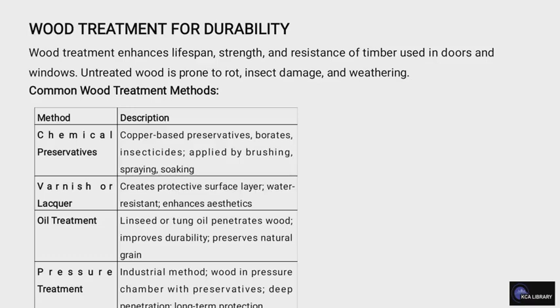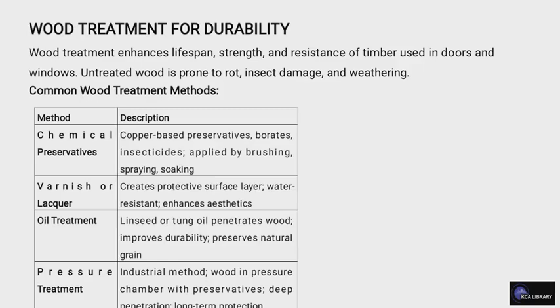Wood treatment. When we talk about wood treatment, it enhances the lifespan, strength, and resistance of timber used in doors and windows. Untreated wood is prone to rot, insect damage, and weathering. Common treatments include chemical preservation, varnishing or lacquer, oil treatment, and pressure treatment.